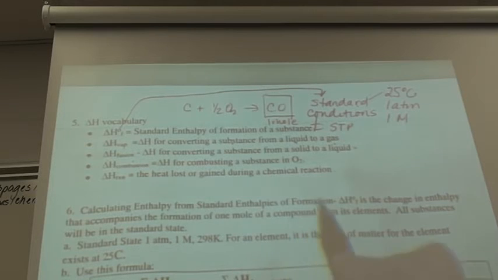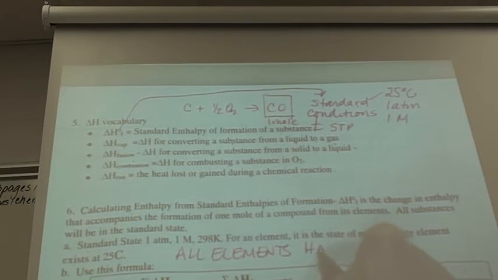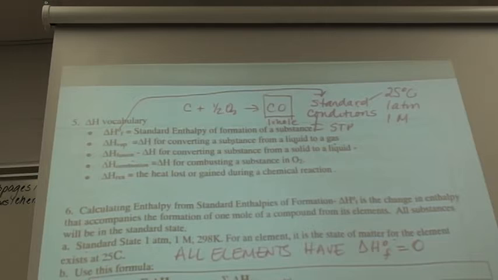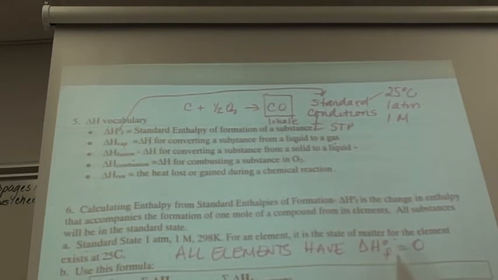For an element, the state of matter is the one that the element exists in at 25 degrees C. So if we were talking about bromine, it would be a liquid. All elements have a delta H naught of formation equal to 0. Why, you might ask? Because they got really tired of figuring all this out, and they figured, you know what? The elements were just here. So we don't know how much energy it took to form them, so we're going to say it's nothing.